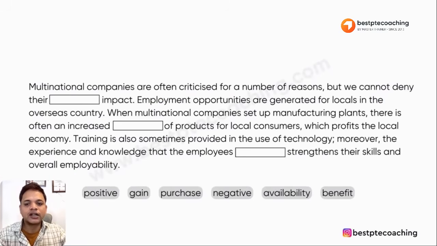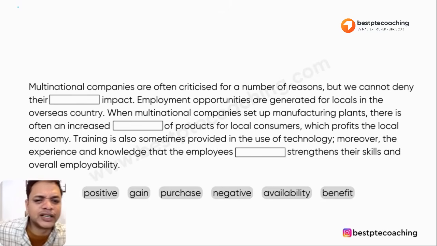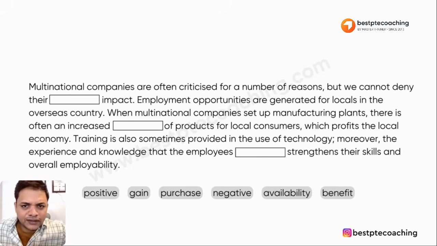Multinational companies are often criticized for a number of reasons, but we cannot deny their blank impact. So it's about multinational companies, probably the benefits and the demerits of the multinational companies. Let's see. So it is a good thing, but, right, they are criticized. Negative sentence, there is a contradiction word. Sometime back, we had a contradiction word that was despite, which changed the trajectory, right? Here again, we have but we cannot deny their blank impact. So if it's negative, this is going to be positive, right? So what is the correct word? Positive impact? Yes, of course, right? Positive is the correct answer.